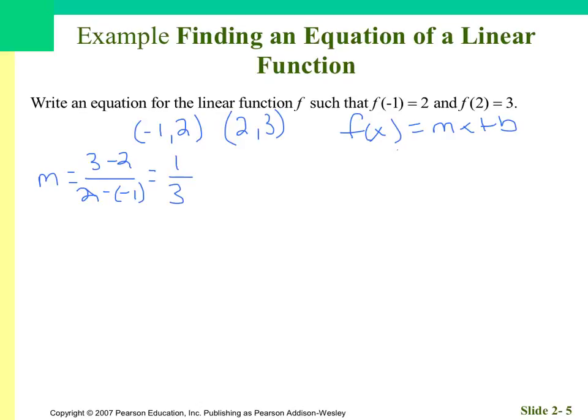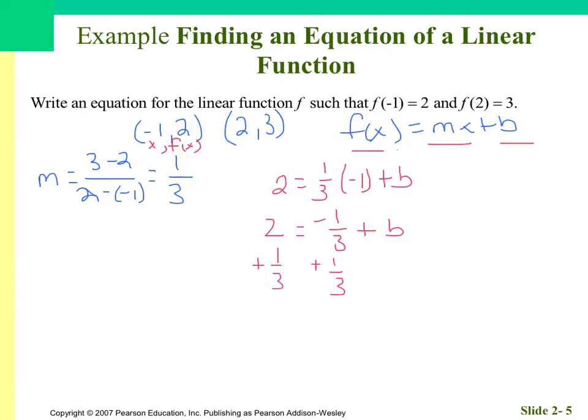Now just pick a point to plug into this. So watch. I'm going to pick, this is my x, this is my f of x. Substitute it in. Fill in everything we know into this equation. So you get 2 equals 1/3 times negative 1 plus b. Two equals negative 1/3 plus b. Add the 1/3 over. That's going to be 6/3, so you get b equals 7/3. So let's finish our equation now. F of x equals 1/3 x plus 7/3.